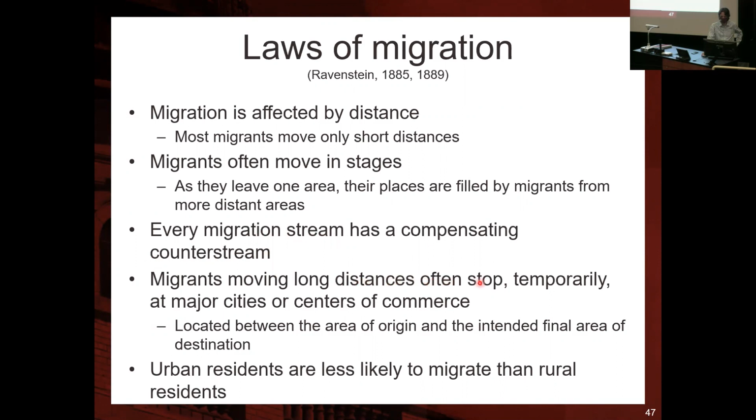Migrants moving long distances often stop temporarily at major cities or centers of commerce located between the area of origin and the intended final area of destination. This is related to the topic I mentioned before, that migrants often move in stages. Urban residents are less likely to migrate than rural residents because in urban areas we usually have more services and more opportunities for people to provide for their families, so they are less likely to leave those areas compared to the rural population.